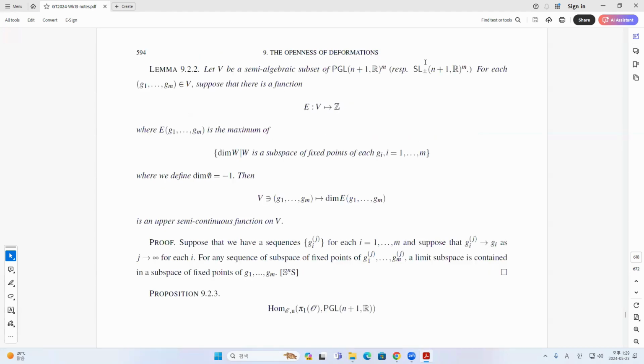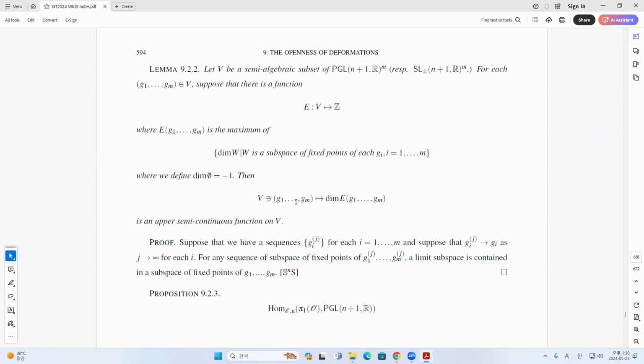Okay, so lemma 9.22 is that if you have a semi-algebraic subset B of PGL n plus 1, and for each element in B there is a function where E is the space of dimension of W, where W is a subspace of fixed points of each g_i, and where we define the dimension of the empty set to be -1. Then B goes to this dimension is an upper semi-continuous function.